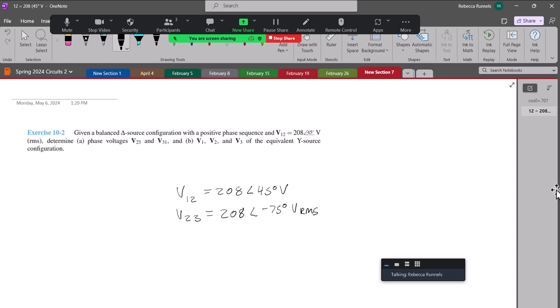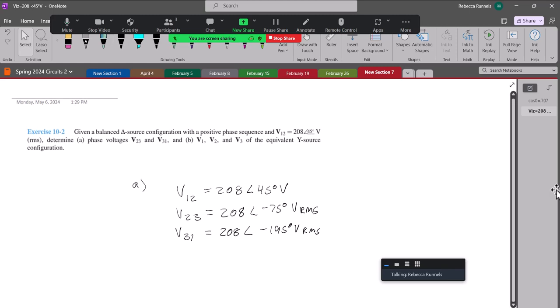RMS. And then V31, I'll subtract another 120 from that. Get minus 195 VRMS. So that's part A. I got the phase voltages V12, V23 and V31. And now I need to get V1, 2, and 3 of the equivalent Y.